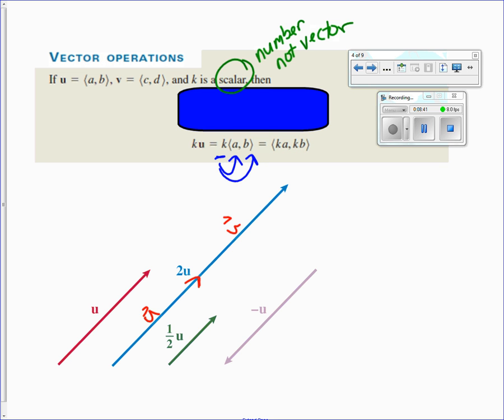You can also have a fractional scalar. So if you see here in the green example, 1/2 u, and you'll notice that 1/2 u is exactly half the length of the original u.